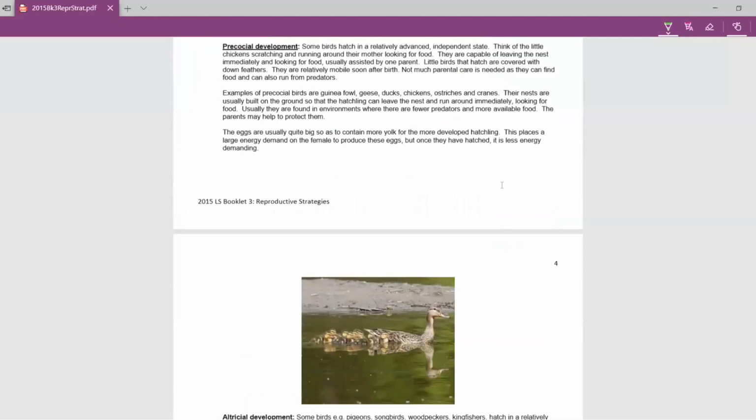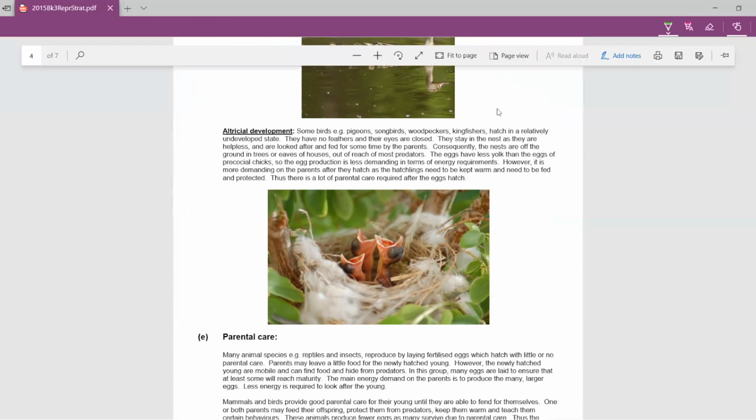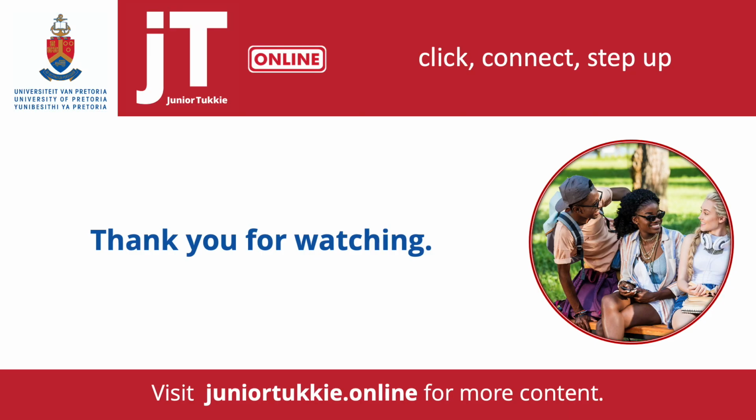And that is your section on reproductive strategies. It is a very short section. So if you need to make notes, let me know. I can send you some of the notes, or you can pause and write your notes. So thank you.